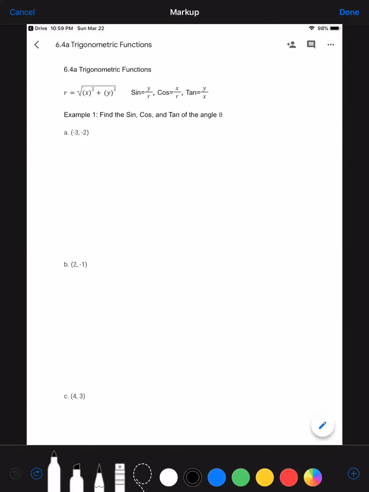So today we're going to be talking about trigonometry functions. This is just a different way of finding those ratios we've been looking at. So first thing we're going to do is find our radius using this formula.